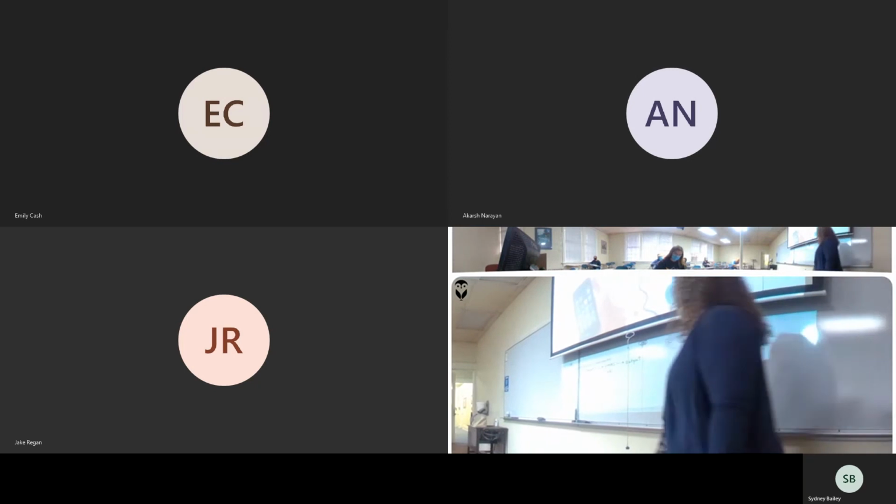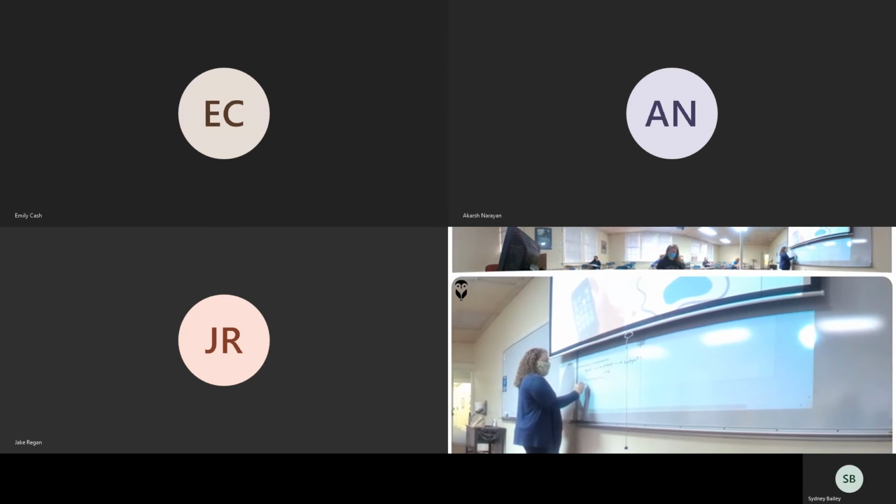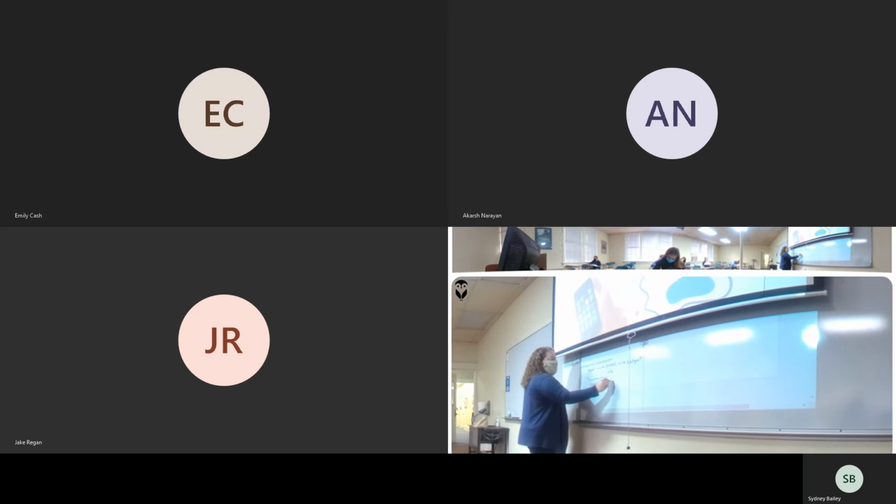So we could say that this part here could also be known as signal transduction, getting the information into the cell.